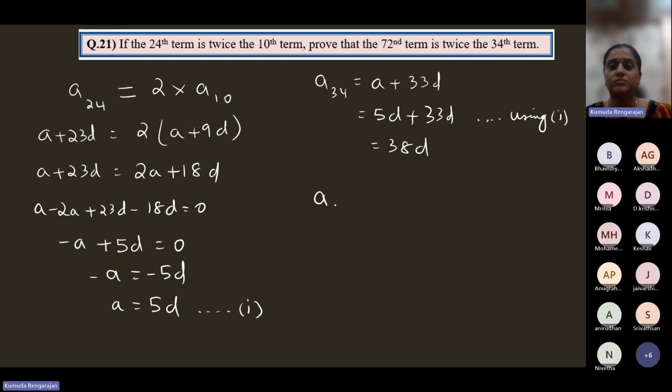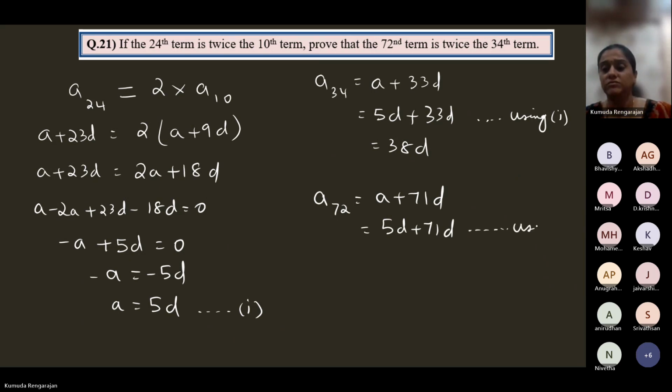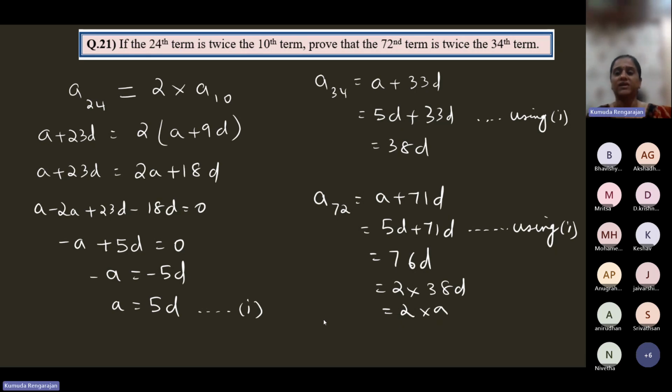What is A72? A plus 71d. A is 5d plus 71d. All right. So we have 76d. Now that's nothing but 2 into 38d, which is 2 into A34. So the 72nd term is twice the 34th term. Yeah, right on, children?